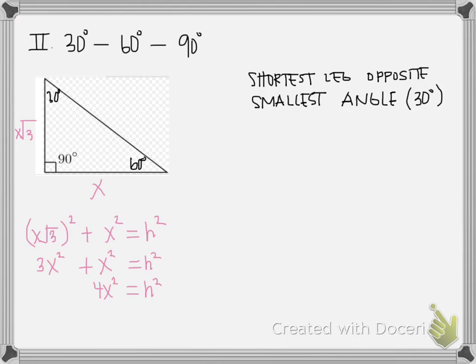Take the square root of both sides. So if I take the square root of both sides, the square root of 4 is going to be a 2, and the square root of x squared is going to be an x. So my hypotenuse is going to be equal to 2x.